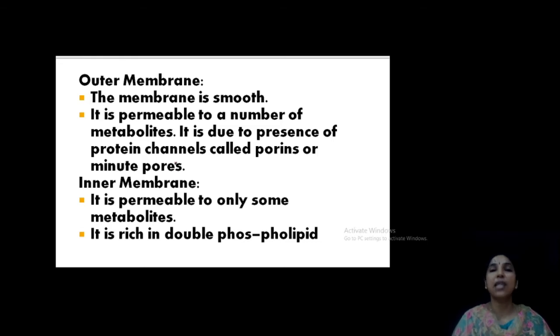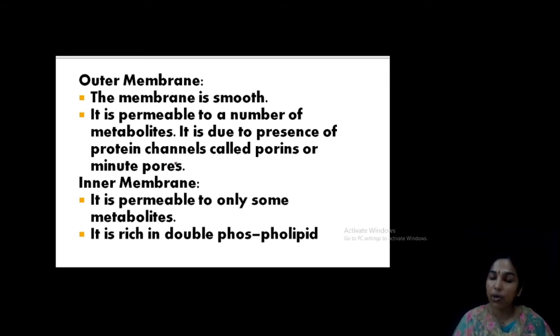What about the outer membrane? The outer membrane is very smooth and permeable to a large number of metabolites. They can enter inside the mitochondria. There are protein channels in the membrane known as porins, or minute pores or openings. The inner membrane is permeable to only some of the metabolites, not all.